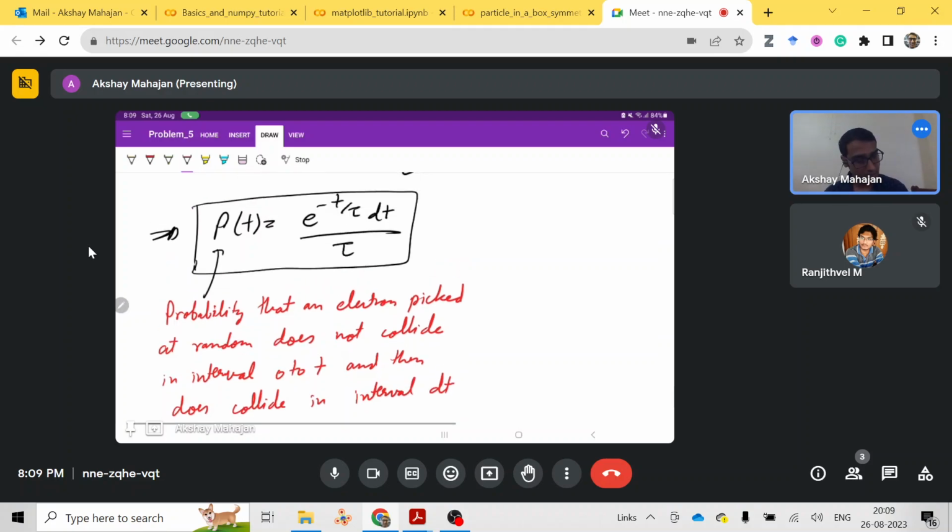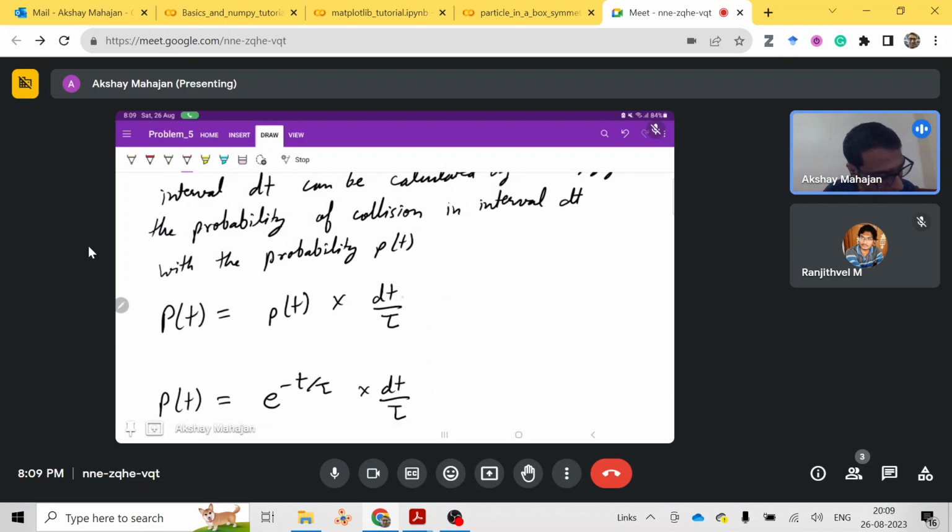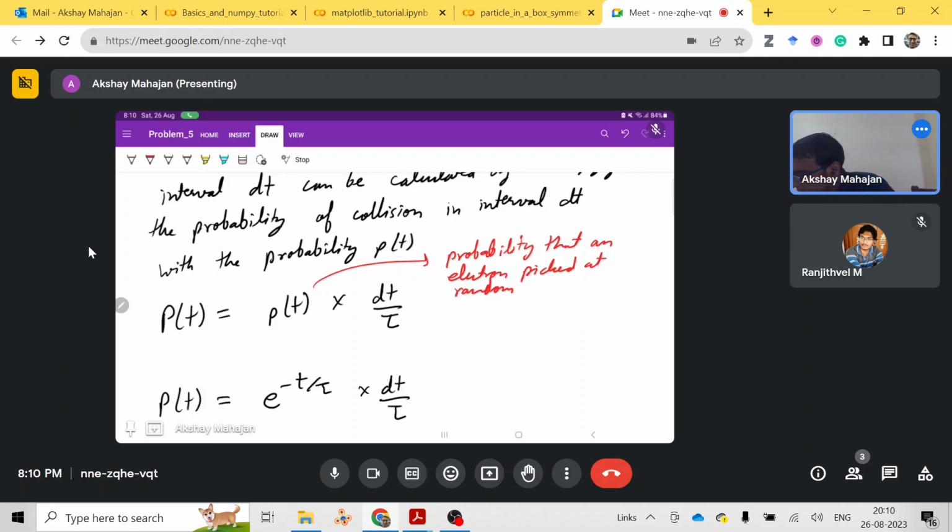Alright, so this is the probability that we had to find, and we found it by multiplying. Pt was the probability that an electron picked at random suffers no collision in interval 0 to t.